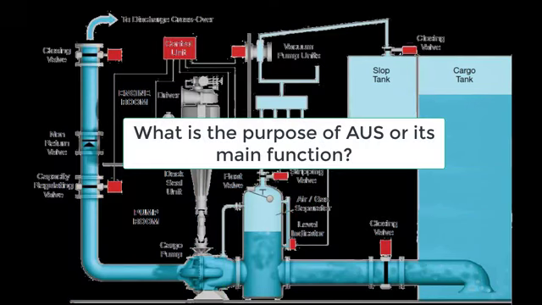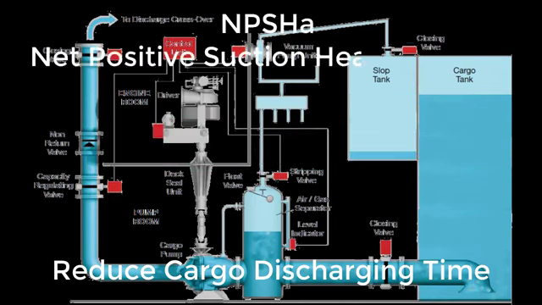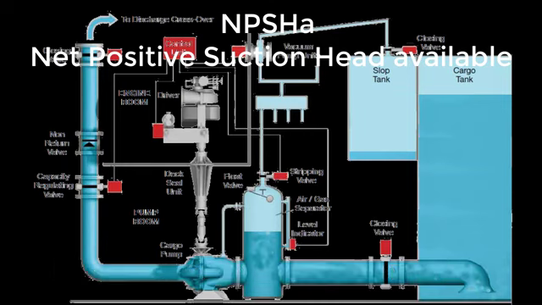Now, what is the purpose of AUS or automatic unloading system? The purpose of automatic unloading system actually is to reduce the cargo discharge time, and basically also to protect the pumps, which of course when we are talking about net positive suction head, when the available net positive suction head is becoming low, wherein the suction side pressure is lower than the vapor pressure of the tanks, then what happens is that it creates bubbles.